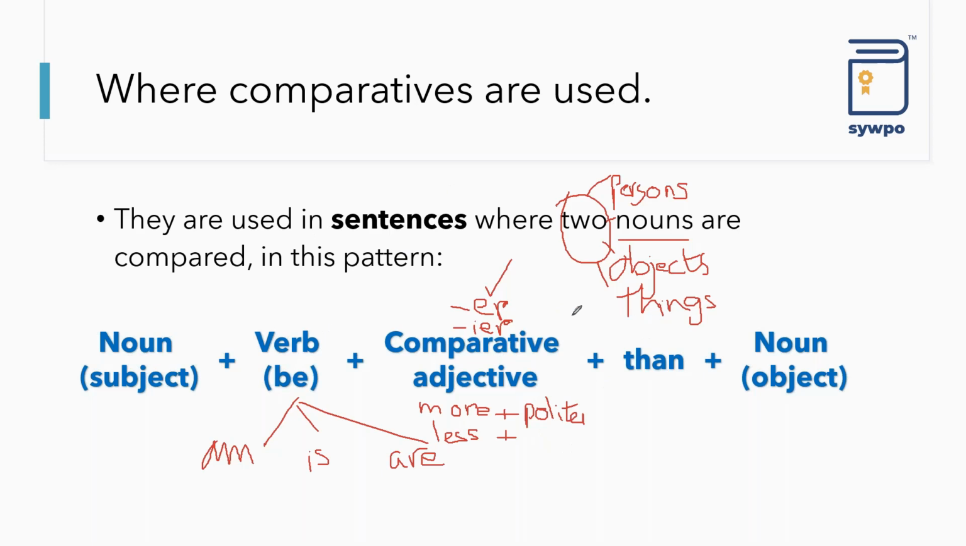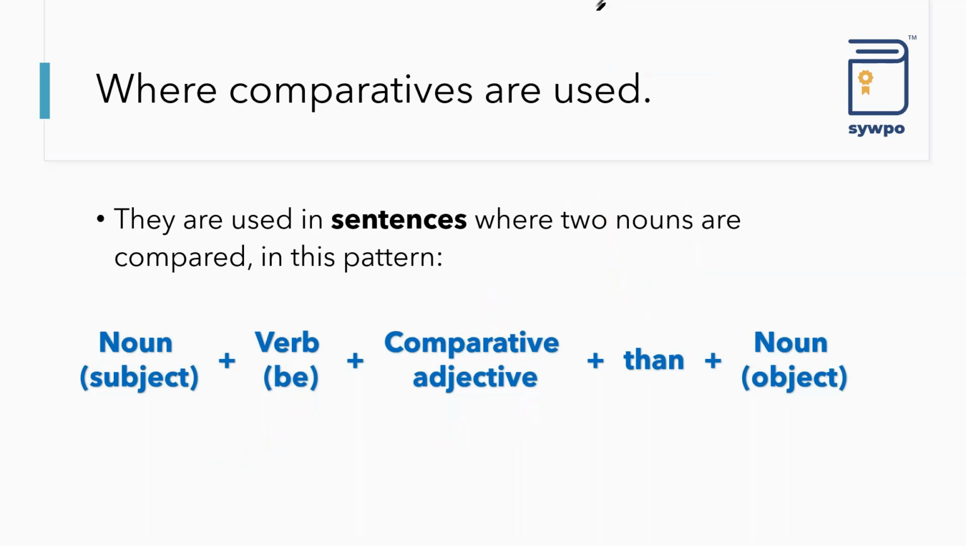Any question regarding how we write a comparative adjective in a sentence? You can write it in the chat box, or you can just say no, no, no, and I'll understand. Good. Thank you. Let's move on from here.